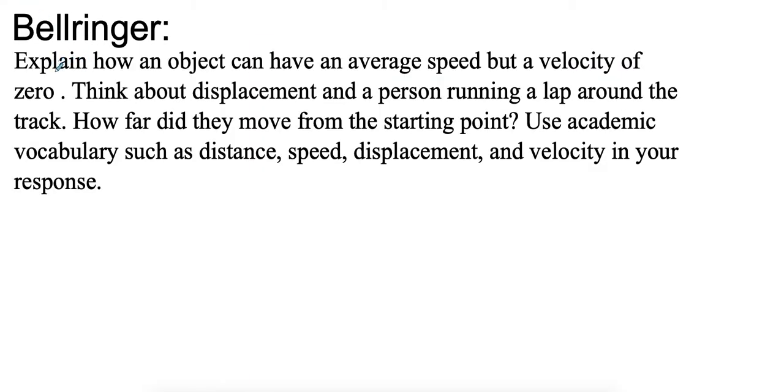Okay, so we have a question to answer before we get going here. Explain how an object can have an average speed but a velocity of 0. Okay, so something to think about here. Think about the displacement of a person running a lap around a track. So that should be kind of a hint there. How far did they move from their starting point? So we're going to try to use academic vocabulary such as distance, speed, and displacement in the response.